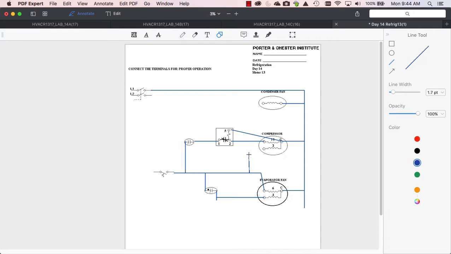And run winding, as always, gets direct power. My shaded pole, which is my condenser fan, we can bring across. And then we'll bring power down from the thermostat or from line 1 to the thermostat.